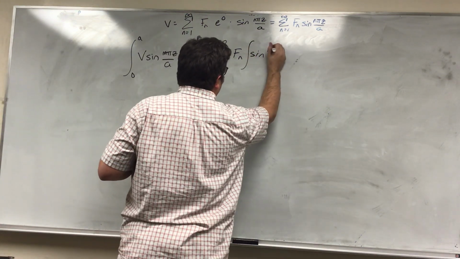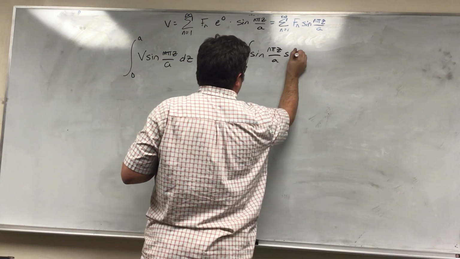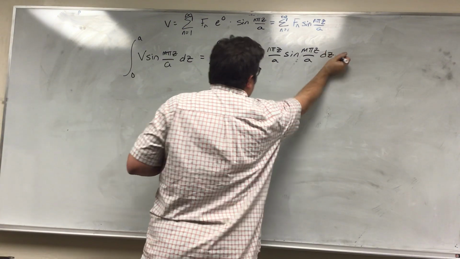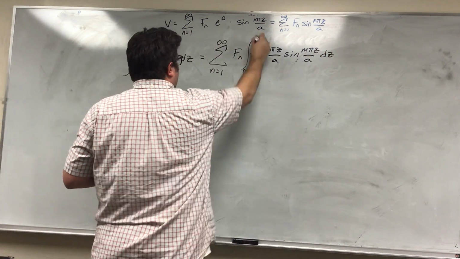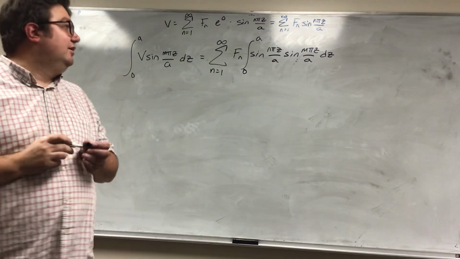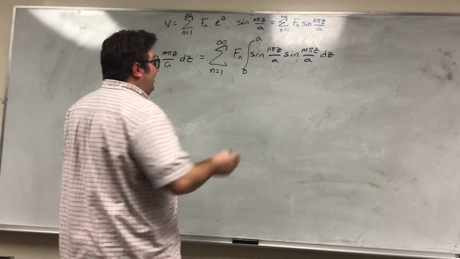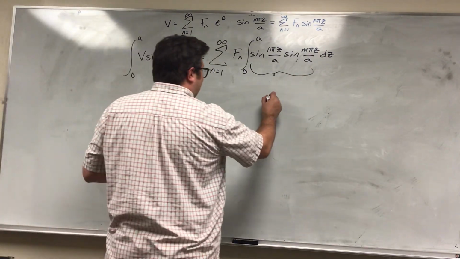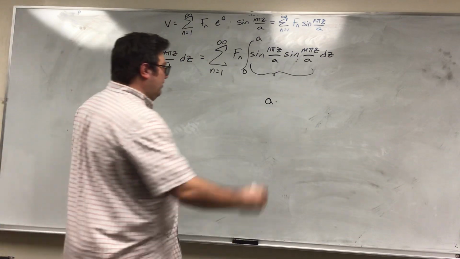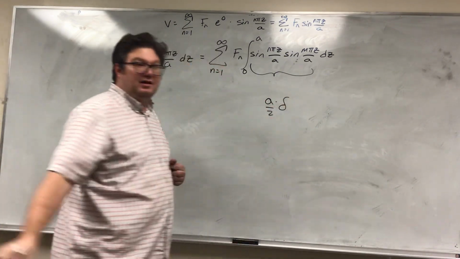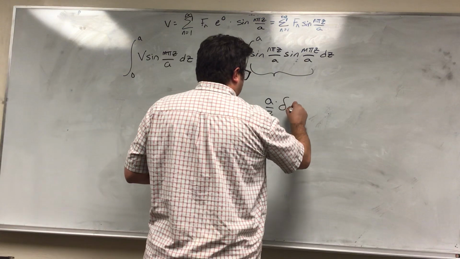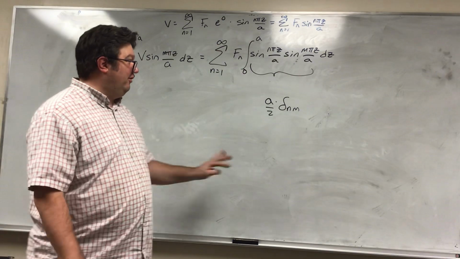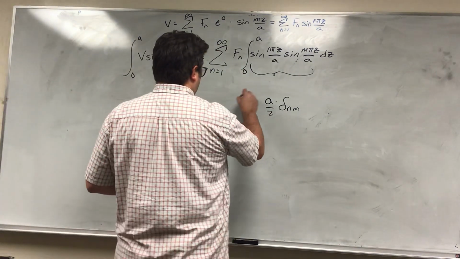And now we have to do the same on this side of the equation, and we're going to go around one cycle. And this is fantastic, right? We know what that is, right? It's half the cycle, so it's a over 2 times the delta nm, which means it's 1 when n and m are equal, and 0 when they're not, times Fn.